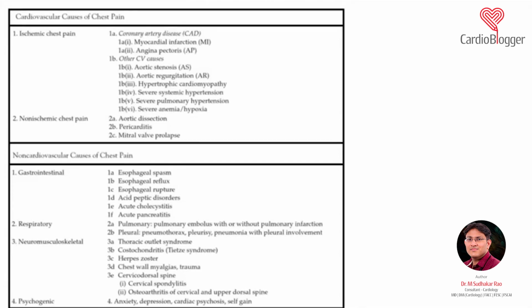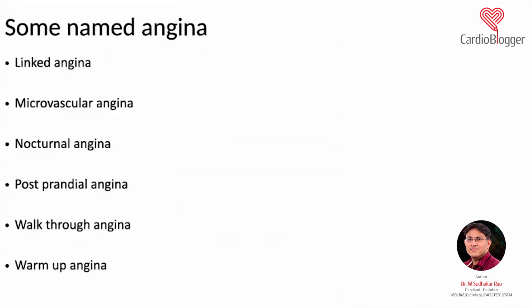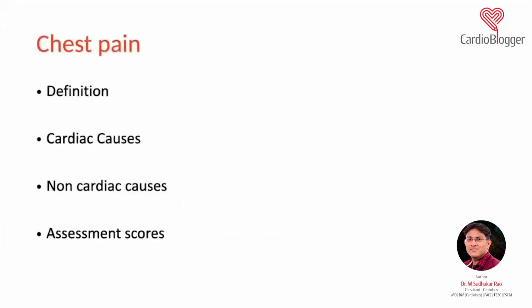So is costochondritis. Second rib costochondritis, also known as Tietze syndrome, can have it. It is a very painful thing which takes time to resolve. Sometimes it may react only to steroids. Then chest wall myalgia, trauma can cause it. And finally there are anxiety, depression, all those types of chest pain. So I think the most common causes of chest pain I have discussed already.